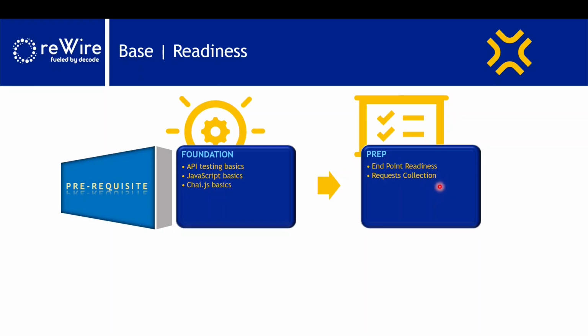In order to start with the next step, script development, we should have endpoint readiness based on the specification, and based on that we should have a request collection as well. The end user has to be ready with the request collection that will be created based on this endpoint readiness, which contains the specifications. Without this, you cannot start your scripts.